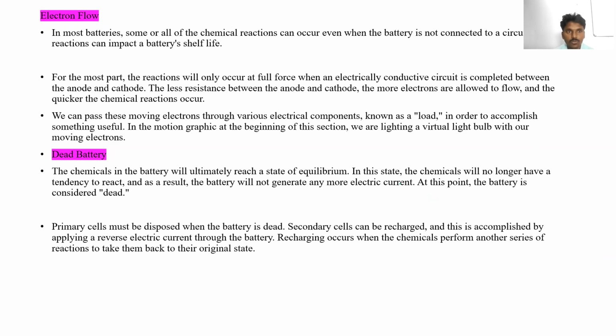What is meant by electron flow? In most batteries, some or all of the chemical reaction can occur even when the battery is not connected to a circuit, but chemical reactions can impact a battery's shelf life. After the chemical reaction takes place between the electrode and the electrolyte, the electrons will come outside.